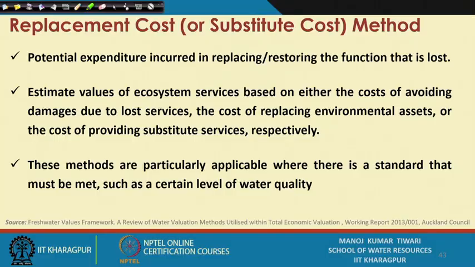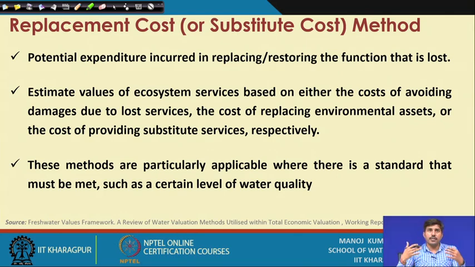Then there is the replacement cost method, or substitute cost method, which considers the potential expenditure that will be incurred in replacing or restoring a function which is lost. So, the estimated value of an ecosystem could be based on the cost of avoiding damages due to lost services. The replacement cost method also has a component which a few people consider an avoided damage method. So, either you compute the likely expenditure to replace or restore a particular service or product, or you compute the cost of avoiding damage due to these kinds of services.